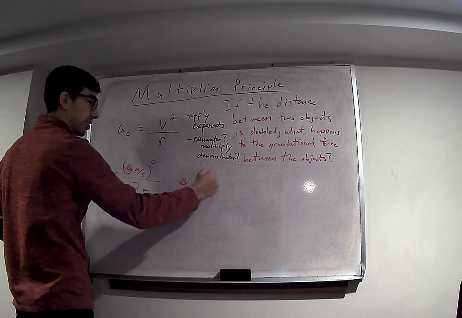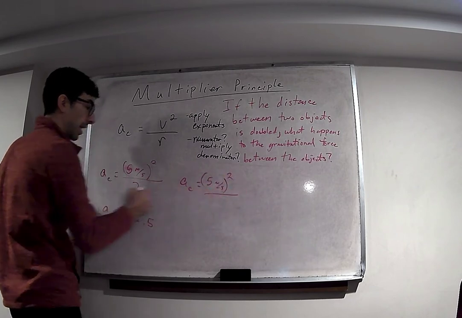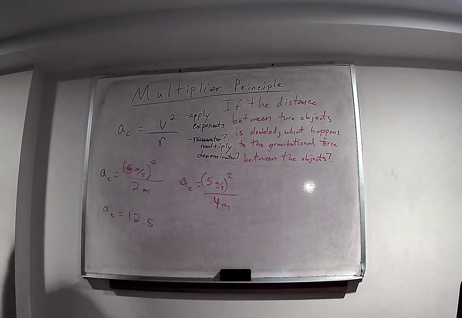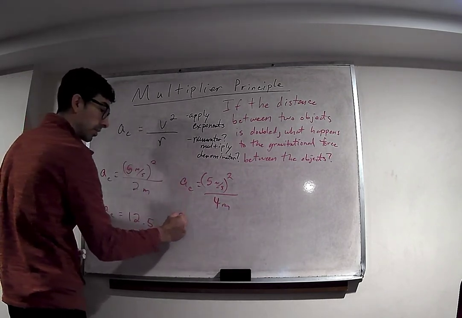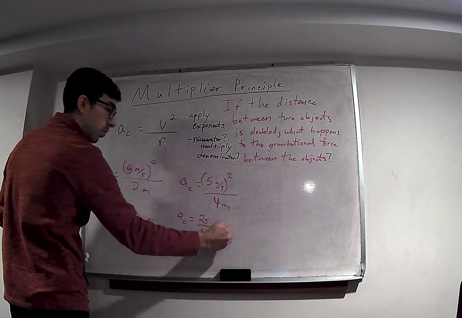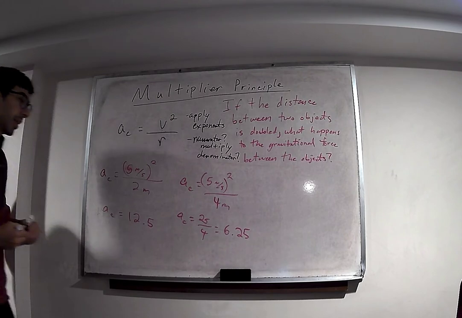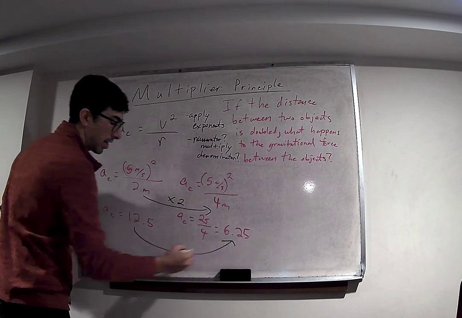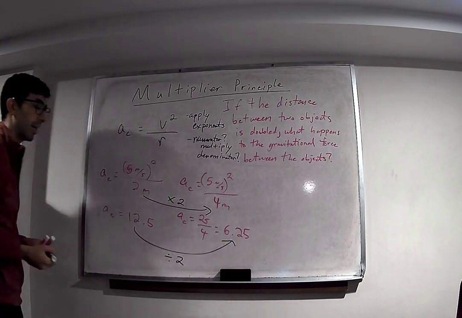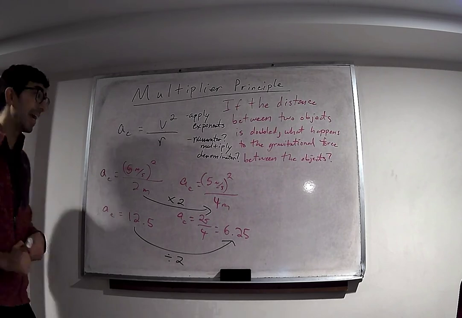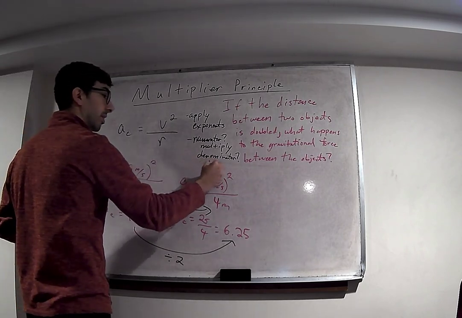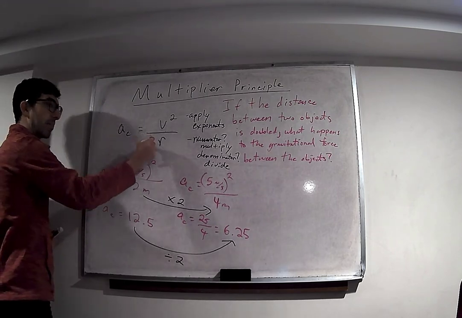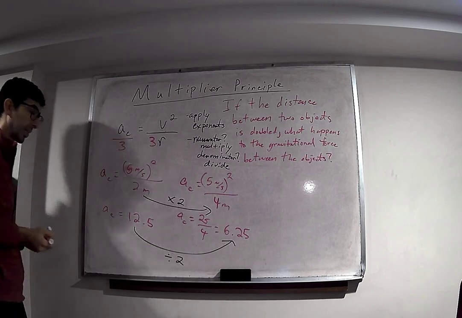So new centripetal acceleration is 5 squared divided by double 2, which is 4. And what do we get now? We get 25 divided by 4, which is 6.25. So what happened? We doubled our radius, and we divided our answer by 2. If it's in the denominator, you divide. Another example: let's say I multiply our radius by 3. Well, that would divide centripetal acceleration by 3.